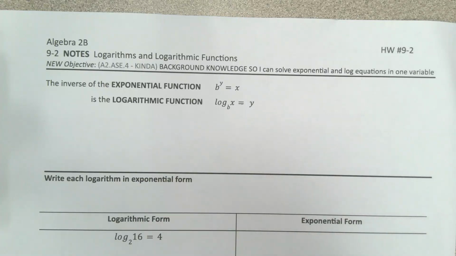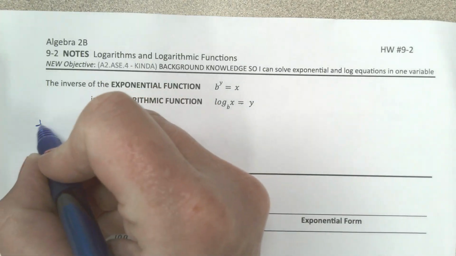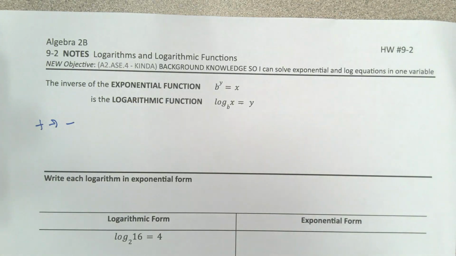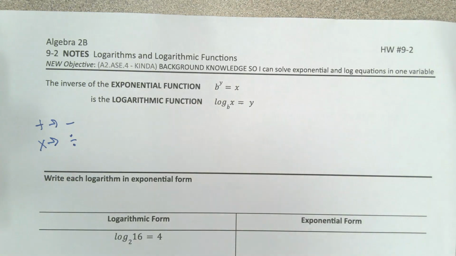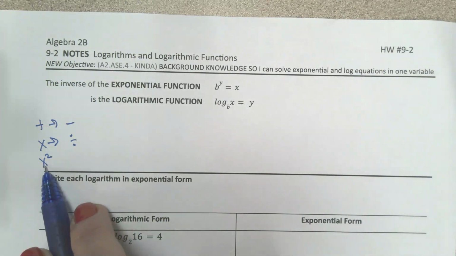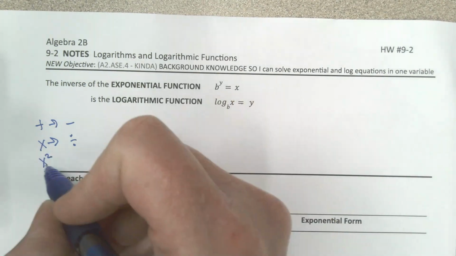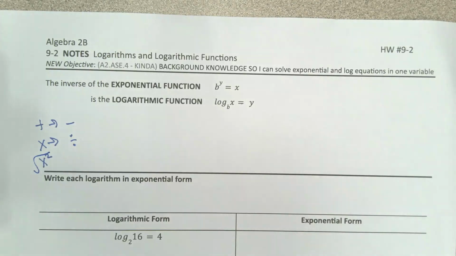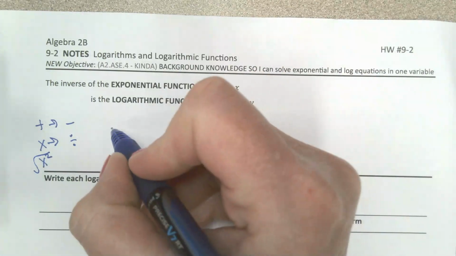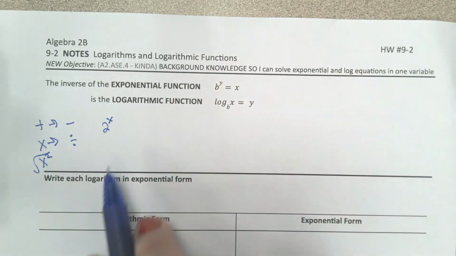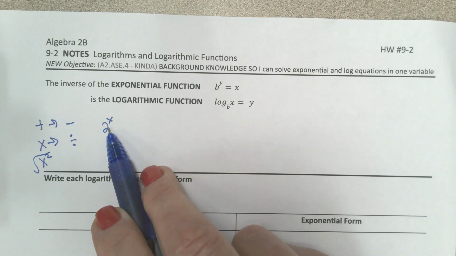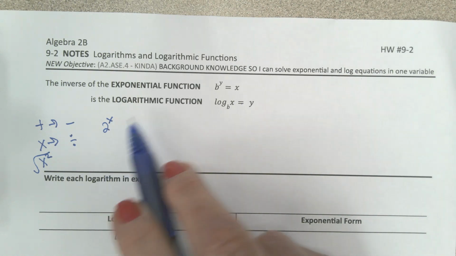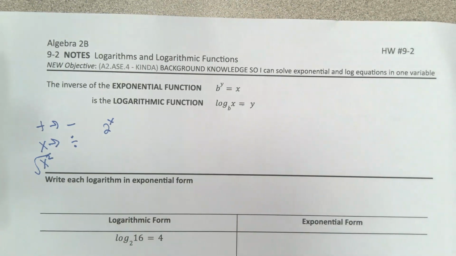So let's talk about something that you know. We have addition, and its inverse is subtraction. We have multiplication, and its inverse is division. We have exponents like x squared, and what will undo an exponent is a radical. Well, when we have something like 2 to the x, this is an exponential because your variable's up in the exponent. And the operation that will undo exponentials is called logarithms.